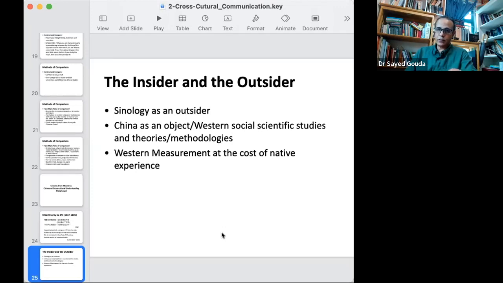Zhang Longxi goes against that. What he says is that Western theories and methodologies are not necessarily suitable to understand and analyze Chinese history that is lived and experienced by Chinese people. And sometimes this native understanding is so essential that we cannot just get rid of it. So in this paper, he advocates striking a balance between the understanding of the outsider, the Western scholars' approach, and the approach of Chinese scholars. So let's go through it with some more details.